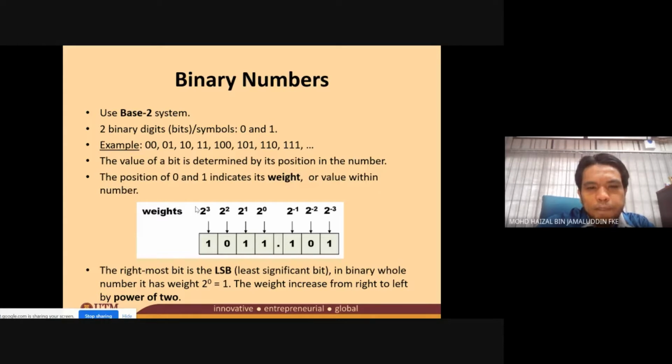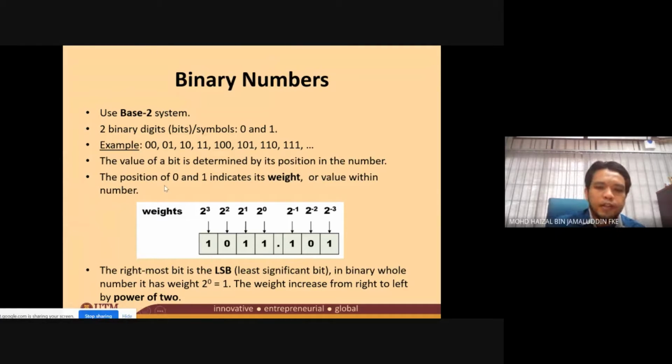So the value of a bit is determined by its position in the number. You just learned about the decimal, the same procedure. Right now, you implement it for a binary number. The position of 0 and 1 indicates its weight or value within the number.